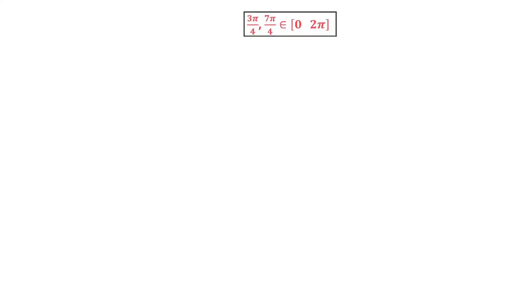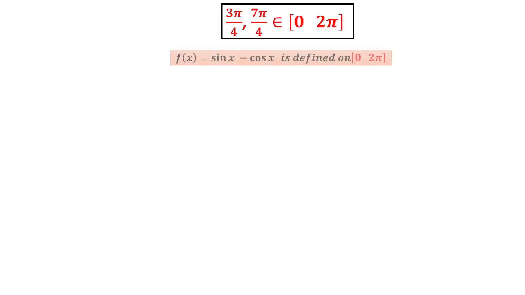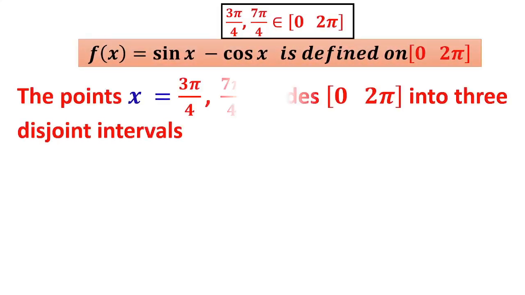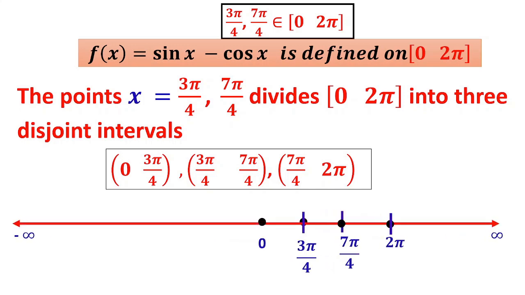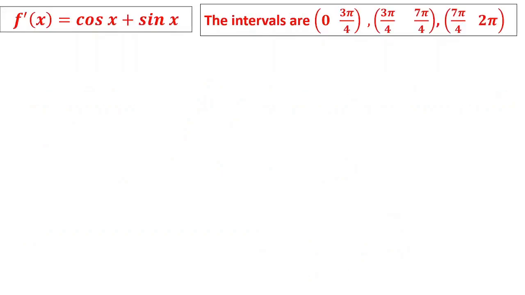Well, now let me take those values 3 pi by 4 and 7 pi by 4. The points divide it into 3 disjoint intervals. Therefore 0 to 3 pi by 4, 3 pi by 4 to 7 pi by 4, and 7 pi by 4 to 2 pi. We have to check the nature of f dash of x in these intervals. In those intervals, you take a trigonometric value which is convenient to you, which is friendly with you.